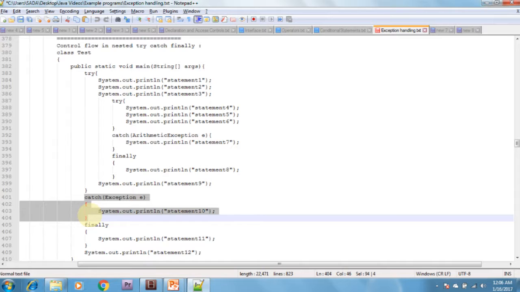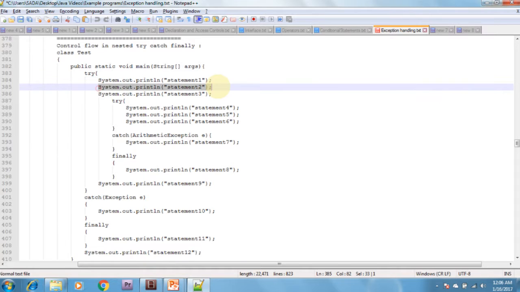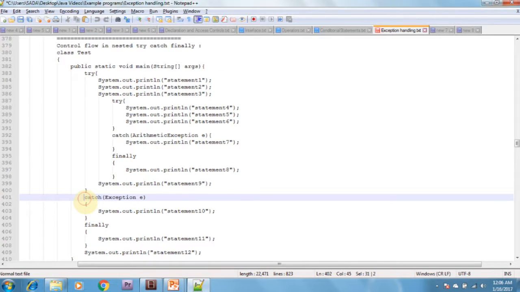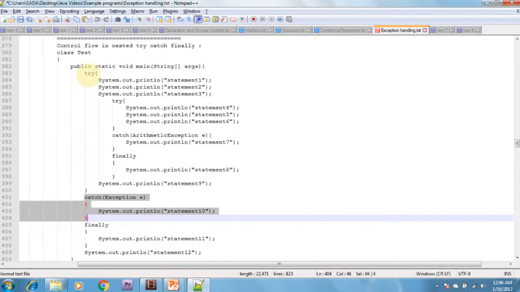Now case number 3. If an exception is raised at statement 2 and the corresponding catch block is not matched, this is the corresponding catch block of this try block. If it is not matched, then it is an abnormal termination of the program.